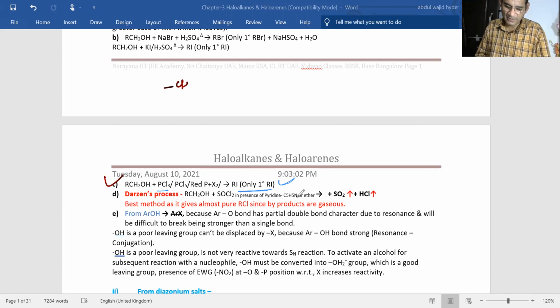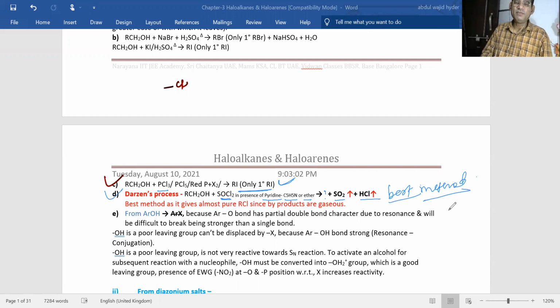In the presence of C5H5N, that is pyridine, or ether, we will get SO2 and HCl also. Those will be gases only, and that's why this is the best method to prepare haloalkane, because no impurity will be there in the pure compound. So Darzens' process is also over. Now, this was all about alcohol.